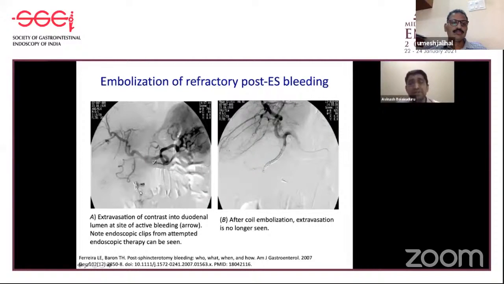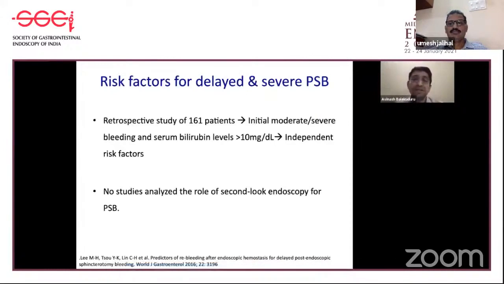So the endoscopically placed metal clips, which are stainless steel, will give an indirect marker of where the culprit vessel is that has to be coiled. So that will give the roadmap for the radiologist. So that was taken from the article.